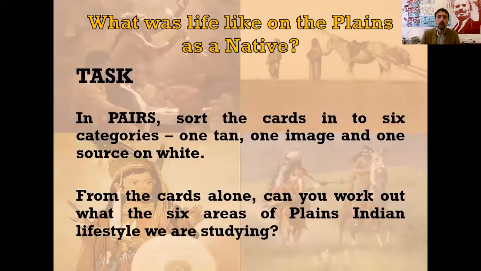Here's how it works. The cards that are at the end of your thing on Show My Homework are, there's 6 of each type, and you're going to sort them into 6 categories. One of them is coloured in tan. That's the slightly brown colour on one of those slides. There's one image. There are 2 sets of images on the end of the slides. It's just where they fit. And one source, i.e. a quote with a provenance at the bottom telling you who said it and when, on white. From the cards alone, you're going to sort them out, there's going to be one tan, one image, one white in each of the 6 areas. So there's 6 groups of 3, one of each type in each of the 6 areas.